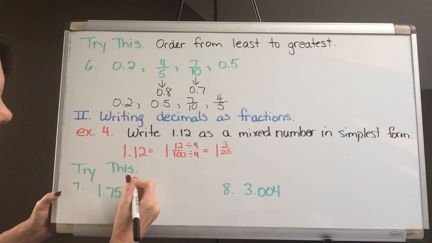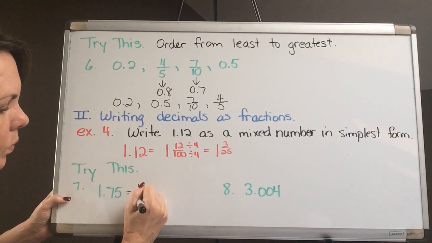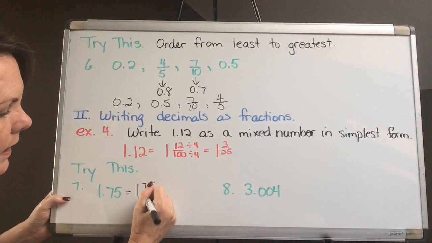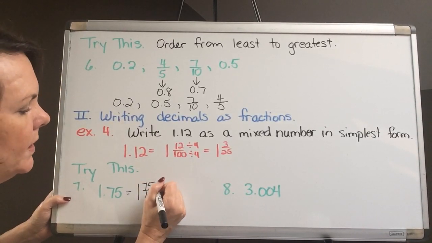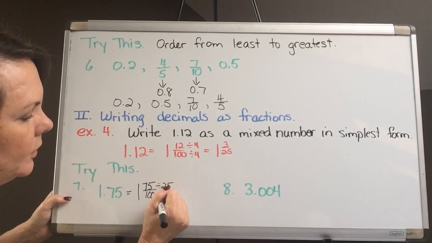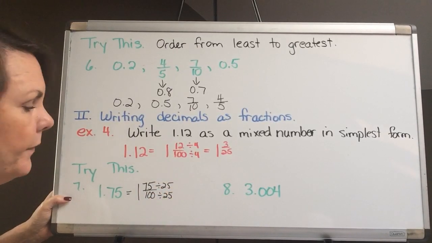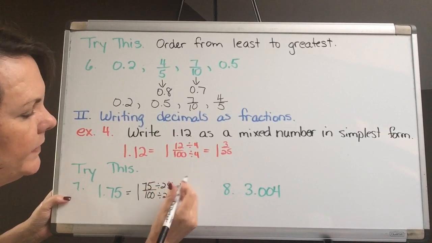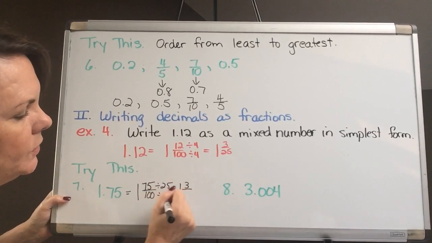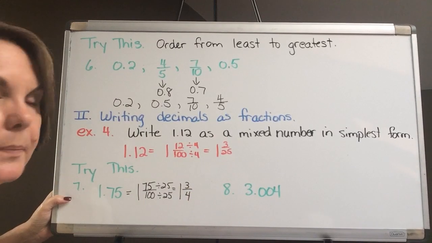1 and 75/100ths, exactly as you say it. Now I can simplify that by 5, but I do know also that 25 is a factor. That's your GCF. All right, so that's going to give me 1. Don't forget the whole number. 75 divided by 25 is 3, and 100 divided by 25 is 4.